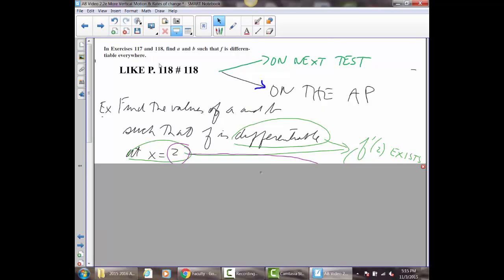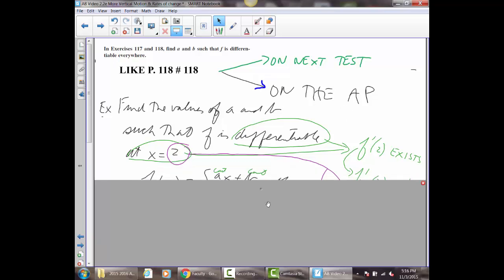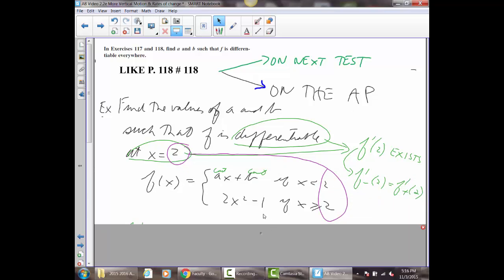Okay, now we're talking about differentiability in exercises 117 and 118. Find A and B such that f is differentiable everywhere. This will be on your next test. This will be on the AP. Okay, so let's say you had this example right here. They say find the values of A and B such that f is differentiable at x equals 2. Now, it could just as well say everywhere, because both of these are polynomial functions, so the only possible place it would not be differentiable would be at 2.